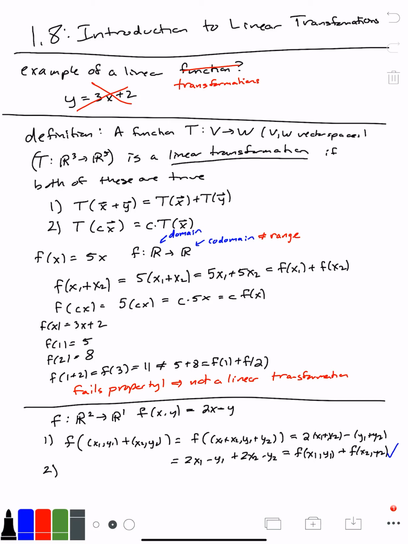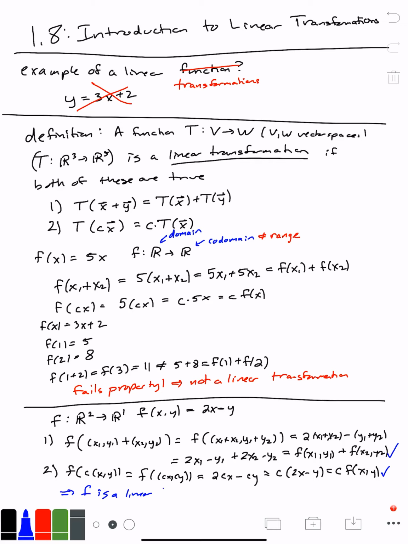Then we check condition 2, which is if I have a constant times an input vector. If I multiply the constant first, I'd have the new vector cx, cy. If I plug that into my function, I'd have 2cx minus cy. Then we can factor the c out to get c times 2x minus y, which is the constant times the original function. Again, this shows it satisfies condition 2. And so once it satisfies both conditions, that means f is a linear transformation.